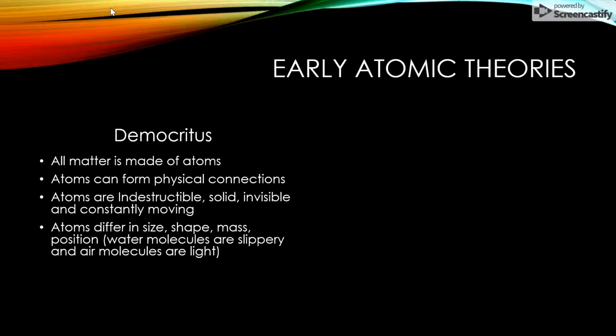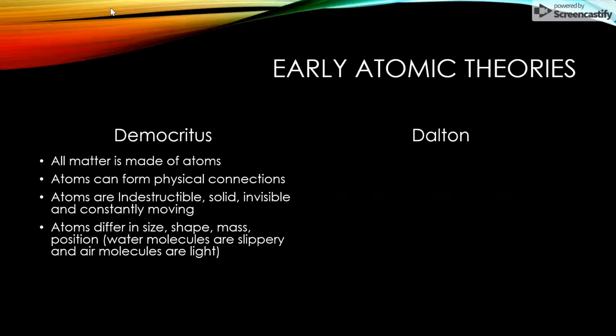Number 4, atoms differ in size, shape, mass, and position. The first part of this is true. Atoms do differ in size and mass based off atomic number and atomic mass. However, the latter part of this is incorrect because water molecules are not more slippery and air molecules are not more light. So Democritus' ideas persisted until the work of other scientists led to the formation and revising of the new theory, which was called Dalton's atomic theory.